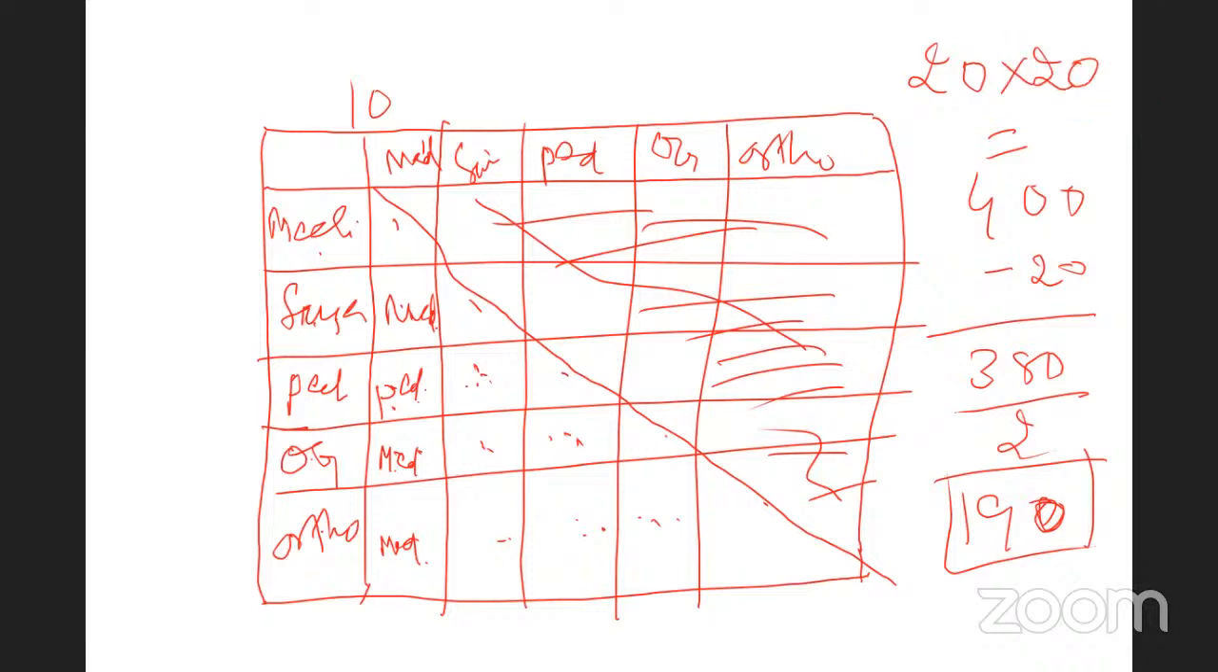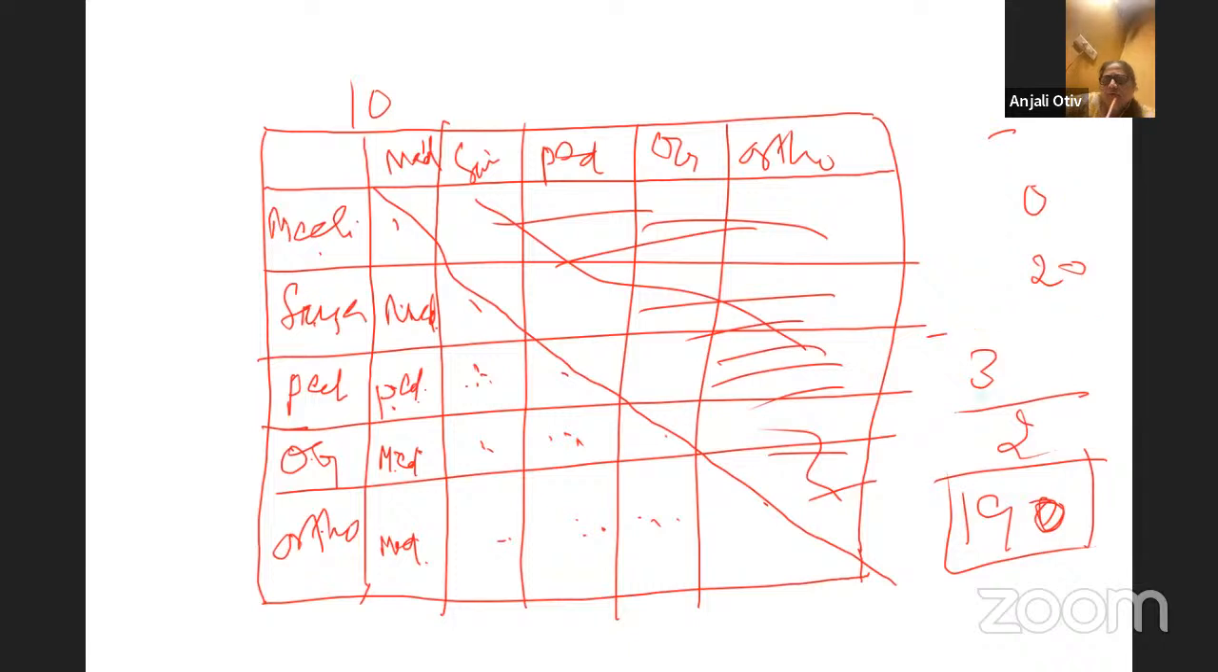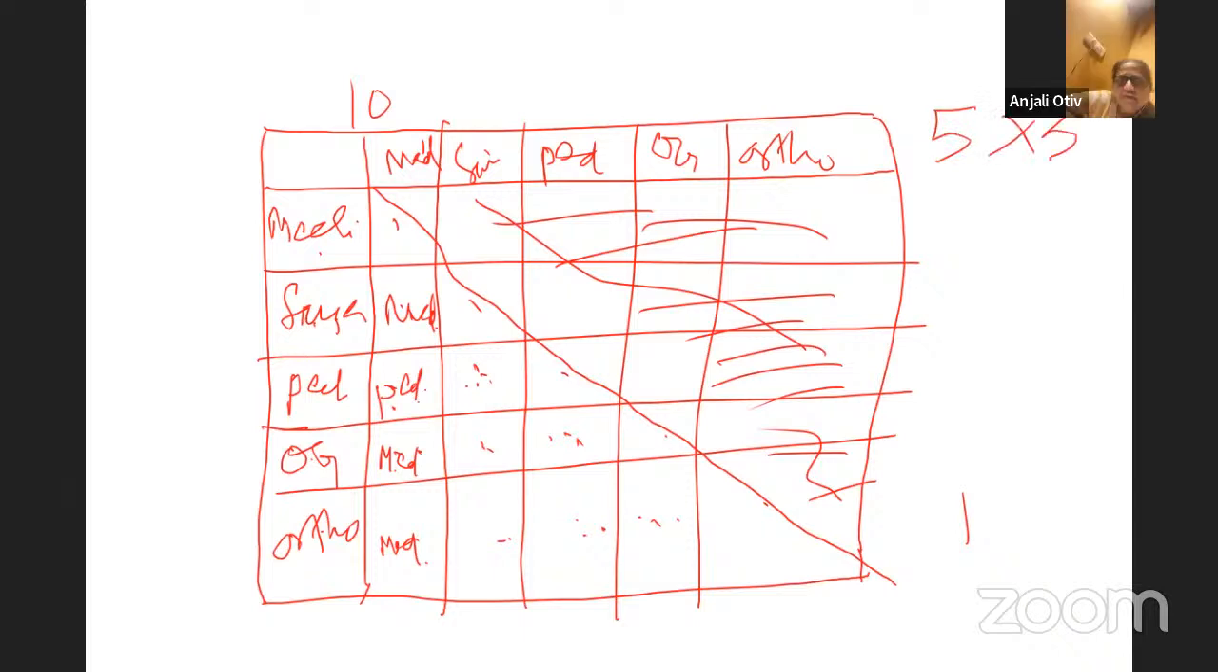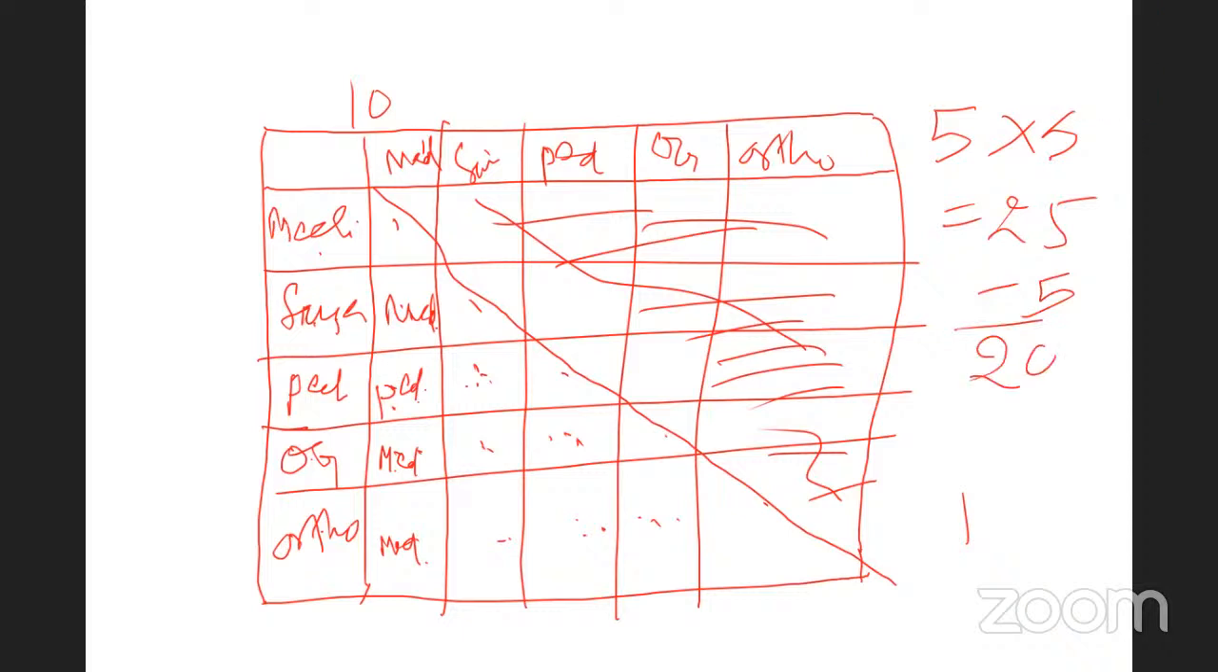It is like this: 25 minus 5, 20. Yes, you are right. It is 5, so we'll say 5 into 5 is 25. 25 minus 5 is 20, 20 divided by 2, so 10 cells. Similarly, if you have 10, 10 into 10 is 100. 100 minus 10 is 90. 90 divided by 2 is 45 cells you need to think over.